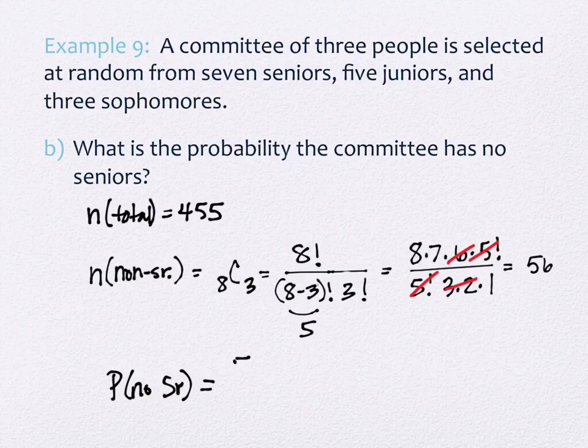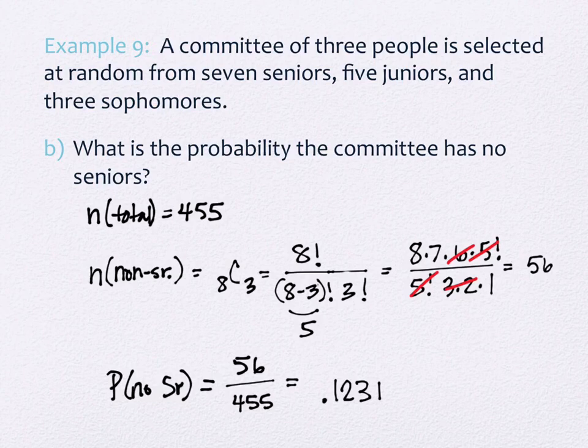So for part C here, where I'm finding the probability of no seniors, I would have my 56 out of my 455. And this should be slightly bigger, right? Because the previous one was 35 out of 455. This one's 56 out of 455. What is my probability on this one? 0.1231.